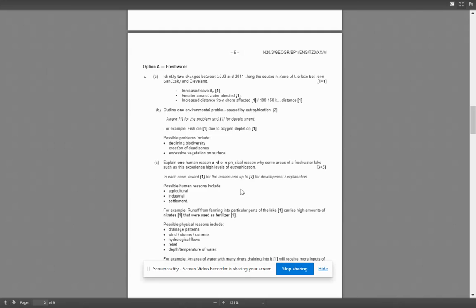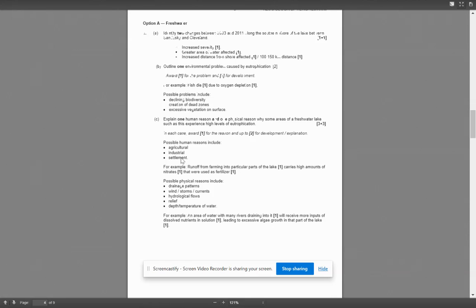So let's take the human first, and I'm going to give an example of the human. Agricultural activities can cause eutrophication, and then you explain it. This is because fertilizers are put on the land. These contain phosphates and nitrates, which wash through the soil, go into the lake, and contribute to causing eutrophication. We mentioned the other possible human reasons there. Let's go on to the one that wasn't as well answered, which was the physical ones.